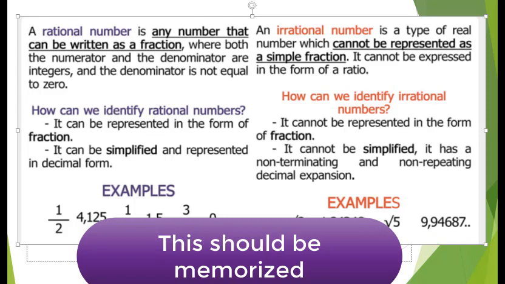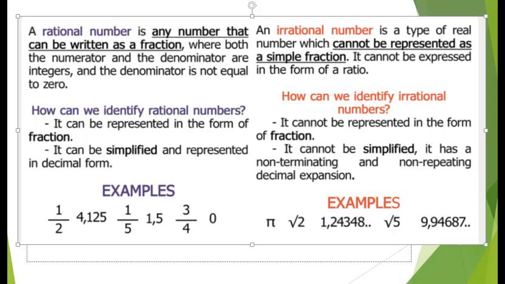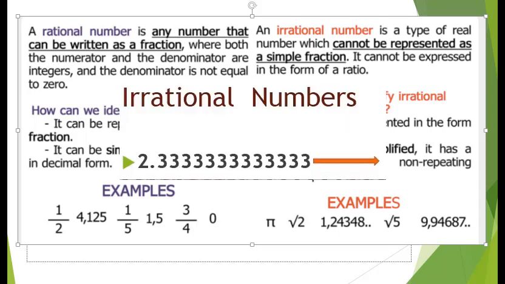Next number types are rational and irrational numbers. A rational number is any number that can be written as a fraction. Example: 1 by 2, 1 by 5, 3 by 4. Any fraction is normally called a rational number. On the other hand, an irrational number cannot be expressed as a simple fraction. For example, 1.3222..., root 2, root 5.